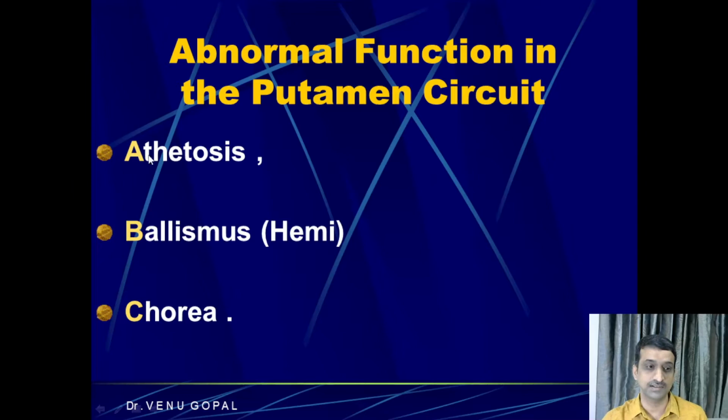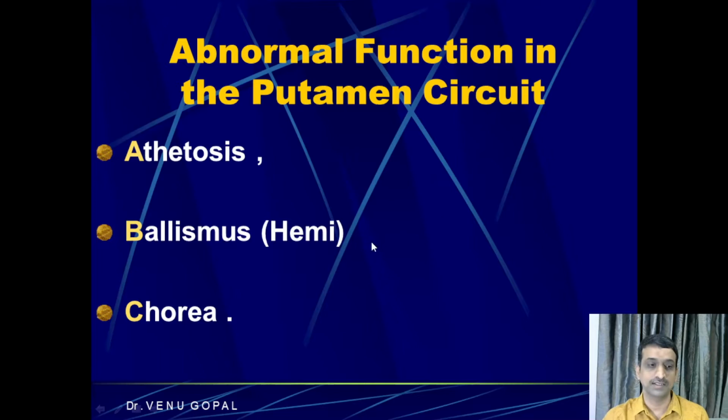In case of any focal lesions of the putamen circuit, it may lead to A, B, C. On the screen, you can see A for athetosis, B for ballismus, C for chorea. I'll give one sentence on each thing. Athetosis means, of course, all these are involuntary movements. Athetosis means purposeless, slow, to and fro writhing movements of the hand or any part of the muscular activity.